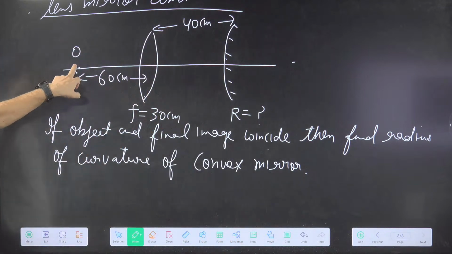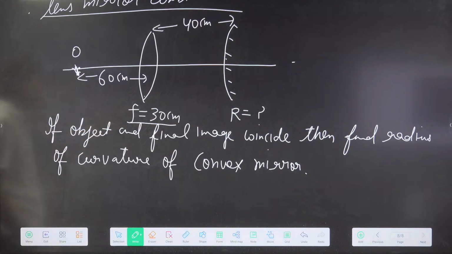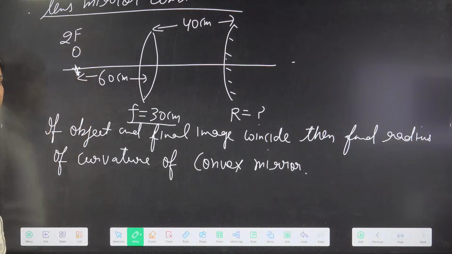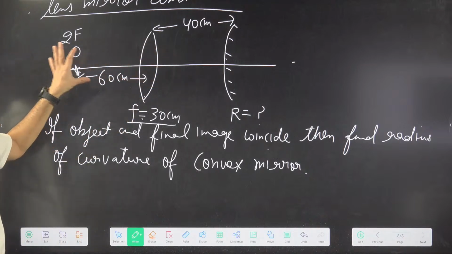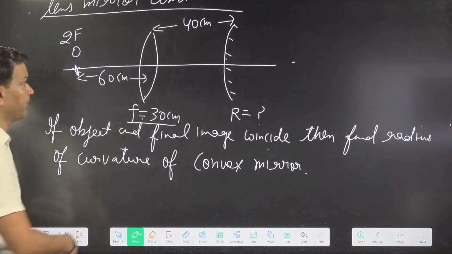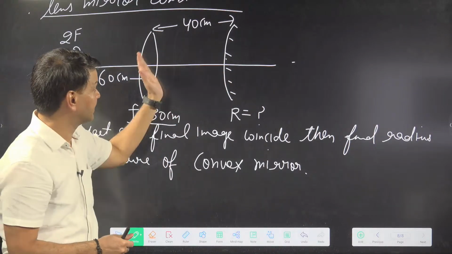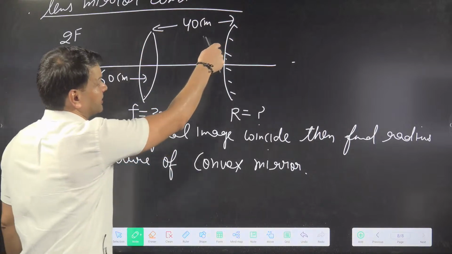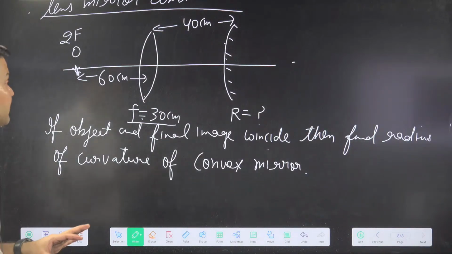So here the object distance is 60 centimeter and the focal length is 30 centimeter. So basically this object is at 2f. Why? The focal length is 30, so this is 2f. So where will the image form? When the object is at 2f, the image forms at 2f. So the image will form at 60. But the distance of the mirror from the lens is 40, so before convergence the light will fall on the convex mirror.